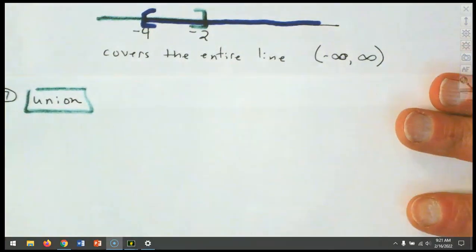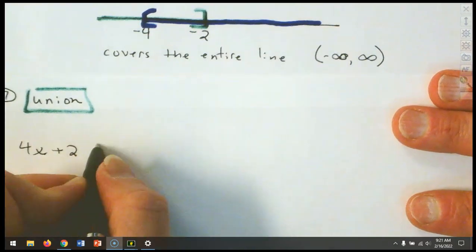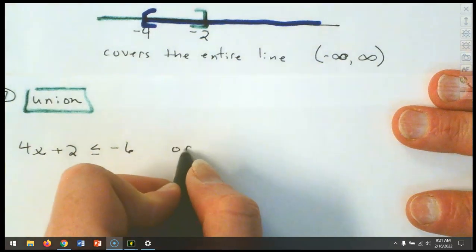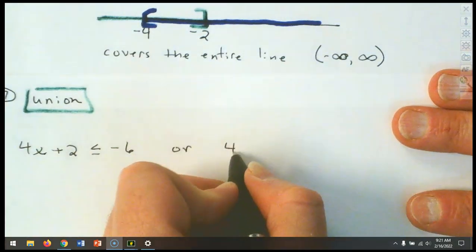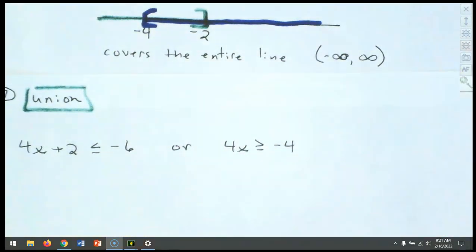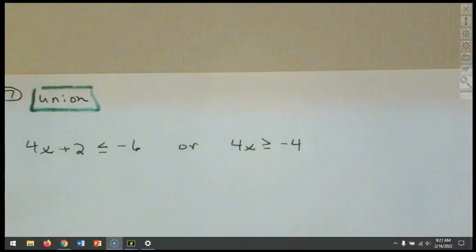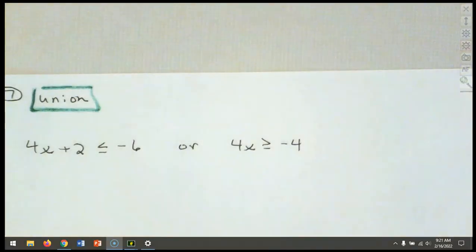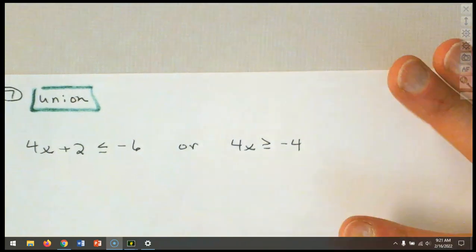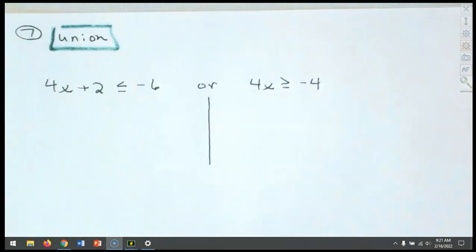And then what do we have? We have 4x plus 2 is less than or equal to negative 6, or 4x is greater than or equal to negative 4. So we know it's a union. We're going to be uniting the pieces together. Watch your symbols. Watch adding and subtracting. A lot of times on this type of question, students make a mistake because they get in a hurry and they add instead of subtract.